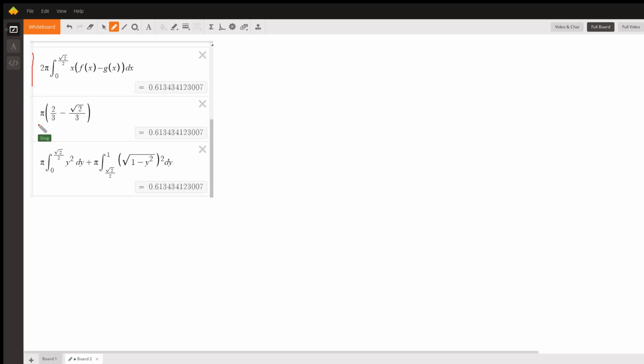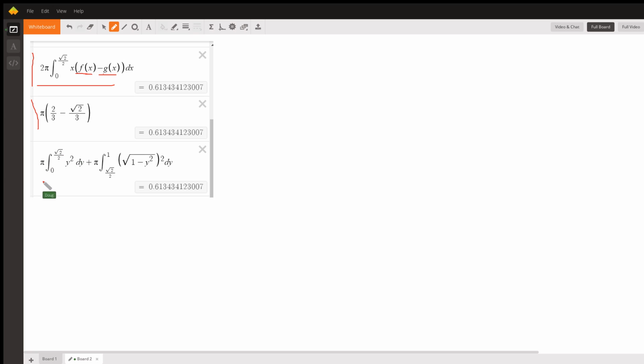This is the answer that you gave, and that seems to agree with what I did on Wyzant here using the shell method formula. This is the top of the shell minus the bottom of the shell to get the height of the shell.